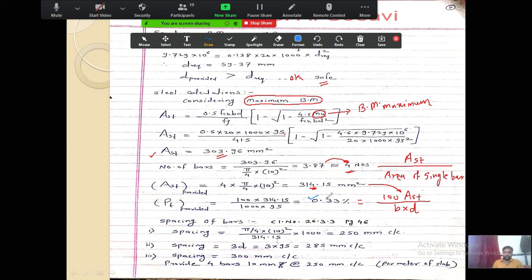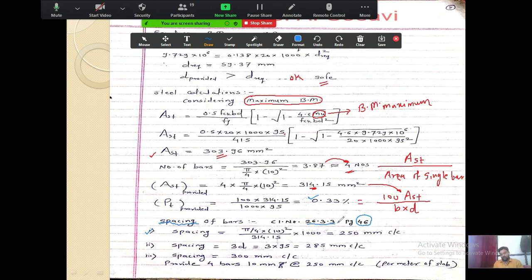Okay, now the next point is the spacing of the bar. We need to calculate this spacing. For the spacing we have already seen on page number 46, clause number 26.3.3. First of all, we will calculate the spacing by the normal method. So the spacing is equal to area of one bar divided by total Ast multiplied by 1000.